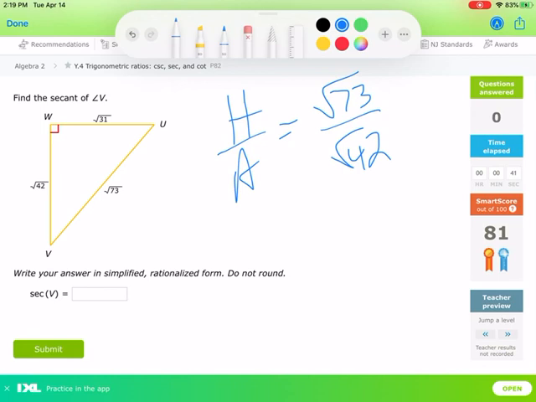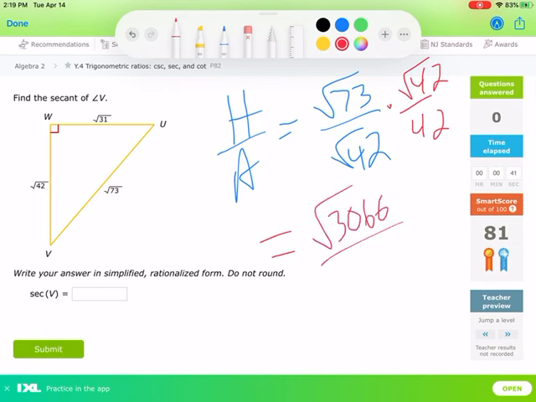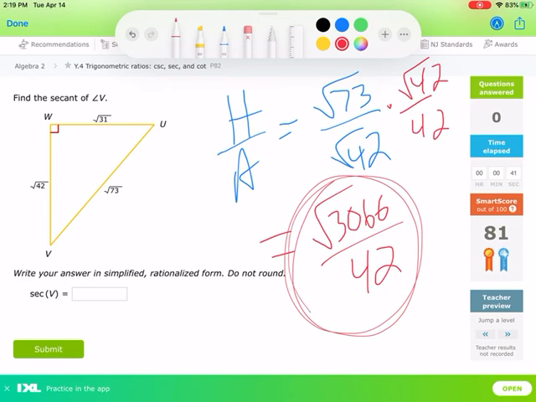All right, so I just have to rationalize this bad boy. So to rationalize, you multiply by the actual radical, root 42. And then you would just multiply those two numbers. So 73 times 42, 3,066. Goodness gracious, 3,066. And then it's all over 42 because when you multiply a radical by itself, the radicals go away. You just keep the number underneath.